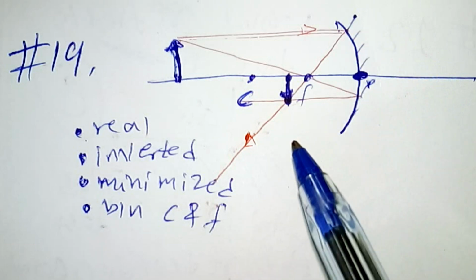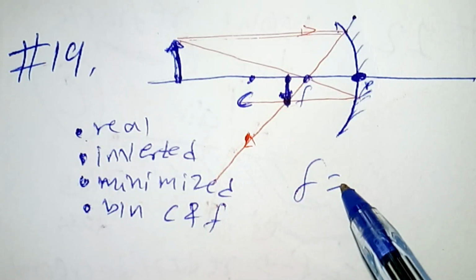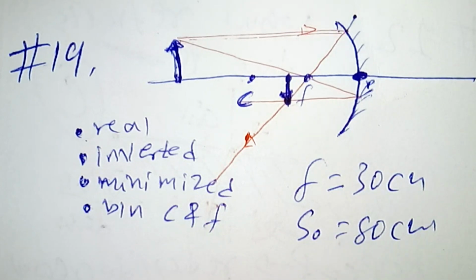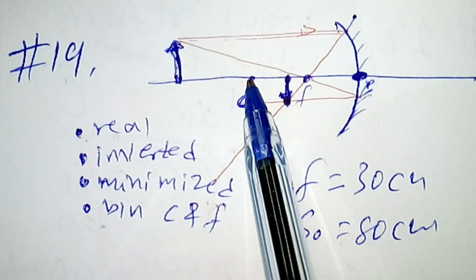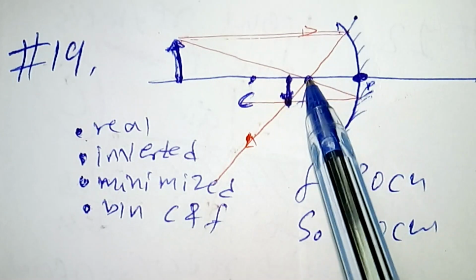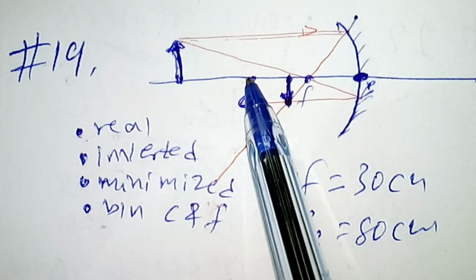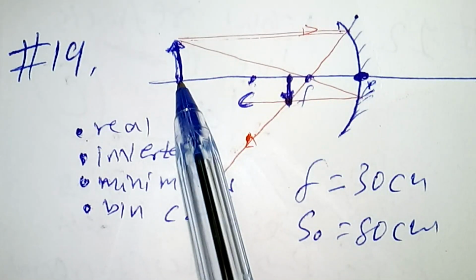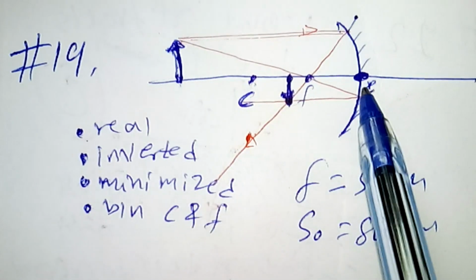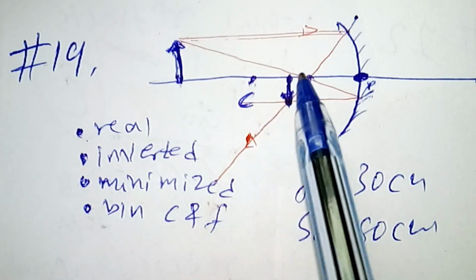If an object is placed in front of a concave mirror with a focal length f equals 30 cm at a distance of 80 cm, then we know that the object is placed beyond the center of curvature, because if the focal length is 30 cm, the center of curvature is twice the focal length, which is 60 cm. So the object is placed beyond the center of curvature of the mirror. If the object is placed beyond the center of curvature, the image is formed between the center of curvature and the focal point.